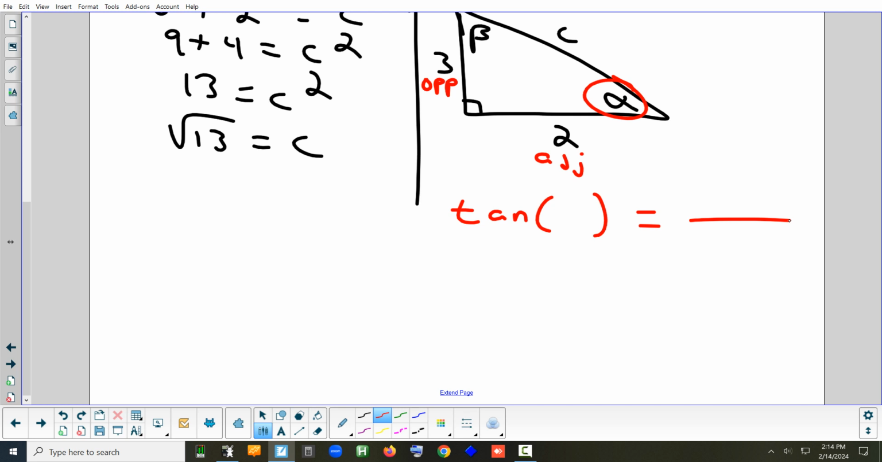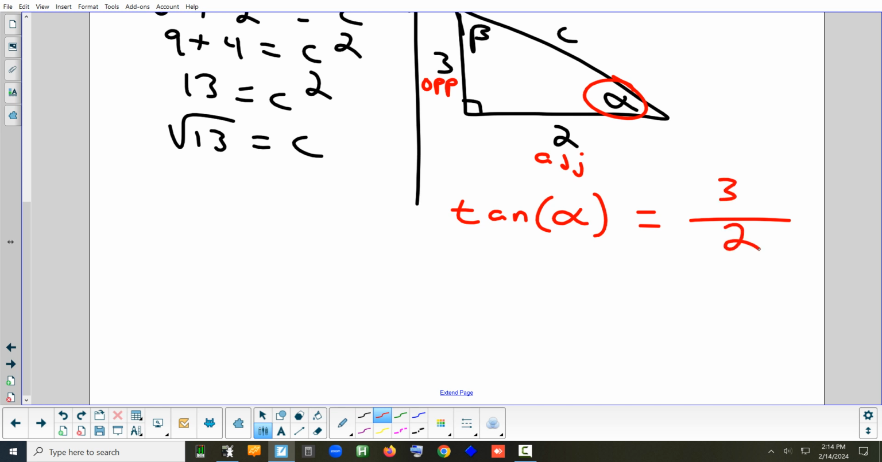Okay. So tangent, leave room for your angle, and then put your fraction on the other side. What's my angle this time? Alpha. And what's my fraction on the other side? 3/2. That's what I was talking about.